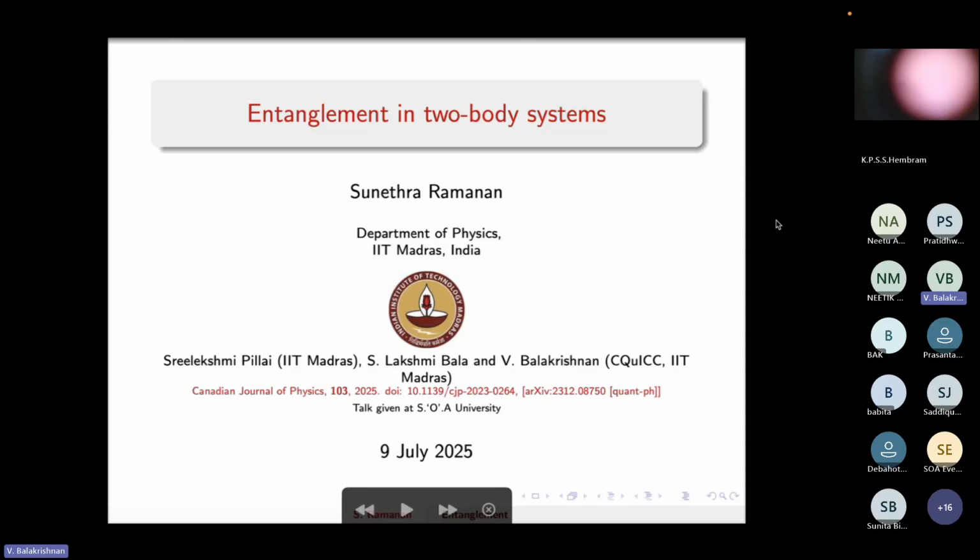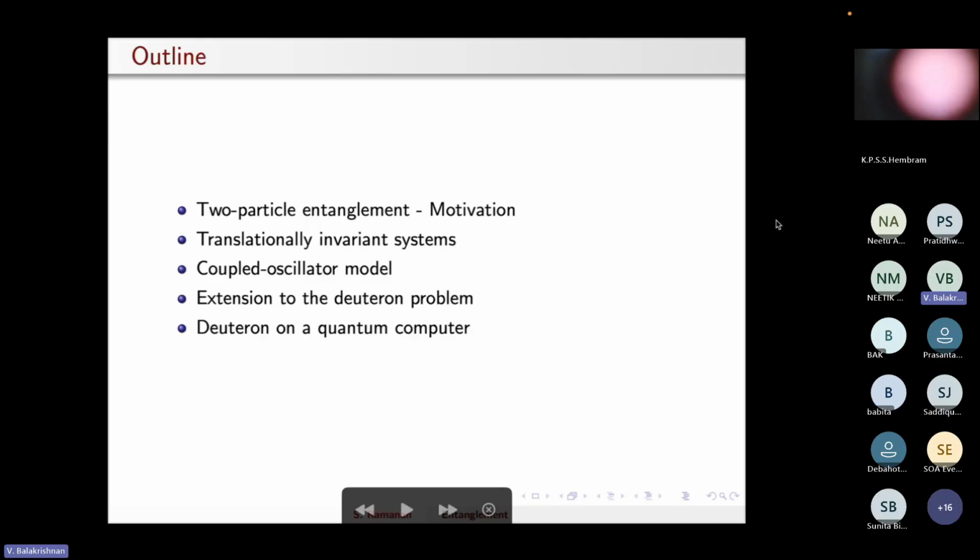So the rough outline is as follows. I will begin describing the motivation to look at two-particle entanglement for atomic as well as nuclear systems.